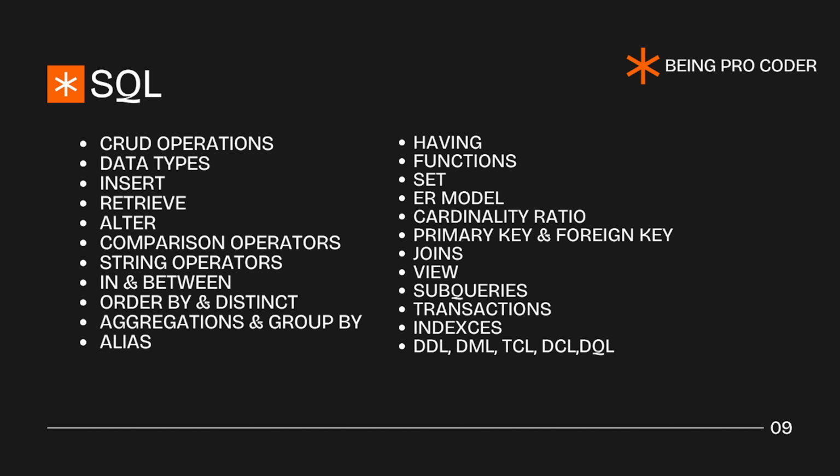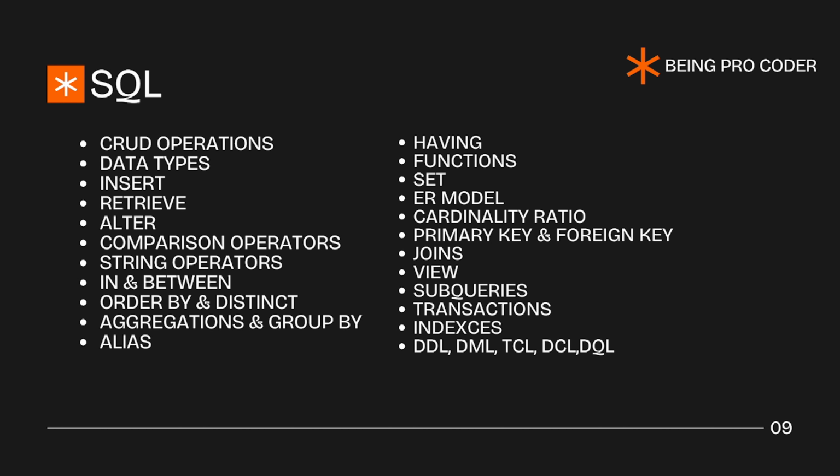Moving next, we have data types. They define the kind of data that a column can hold, like integer, varchar, or date. Date is also a data type. Insert functions add new records to a table. Retrieve function is used to retrieve data from a table. Alter modifies the database table structure.